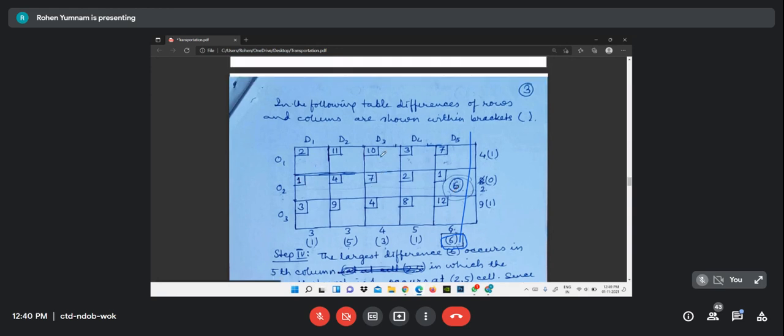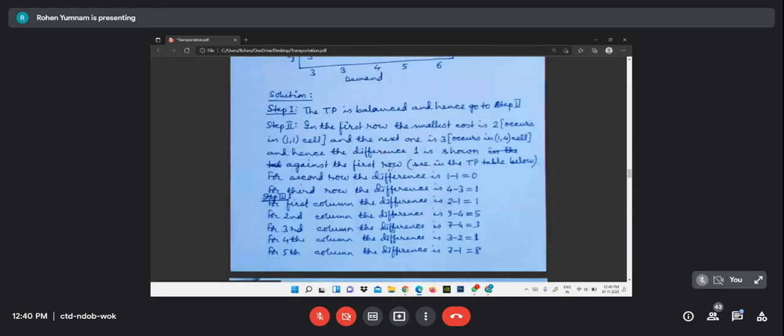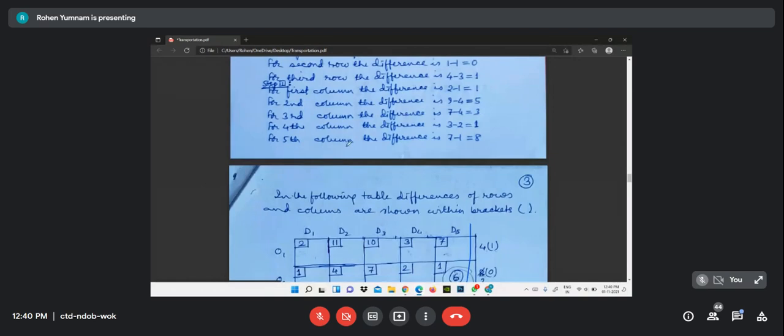See, let us see with steps also. It will be more clearer. The TP is balanced and hence go to step 2. Step 2, first and second differences are there. See, fifth column difference 7 and 1. It should be 6, not 8. You change this as 6, not 8. It is not 8. It is 6.